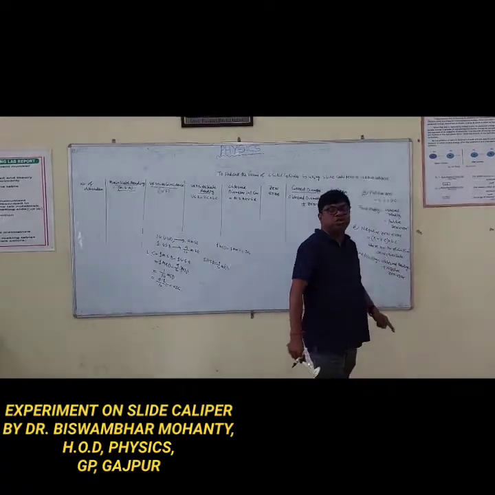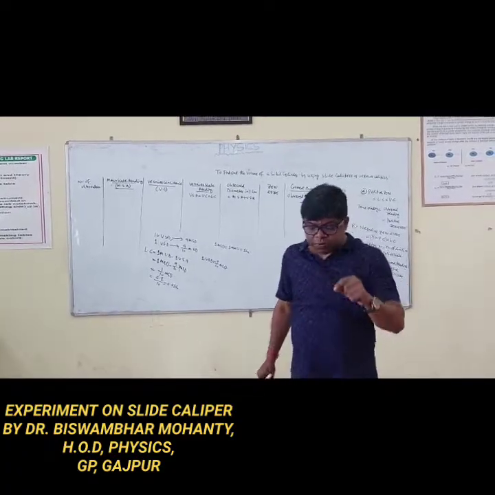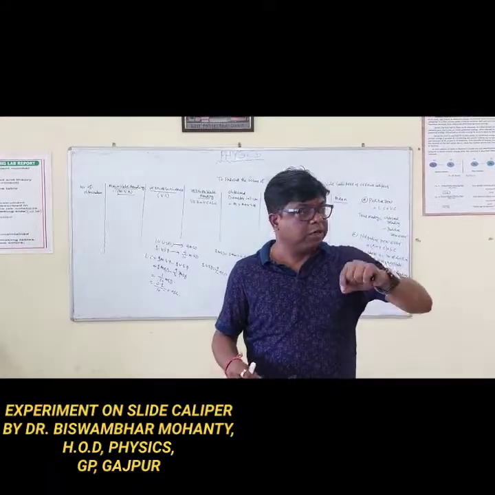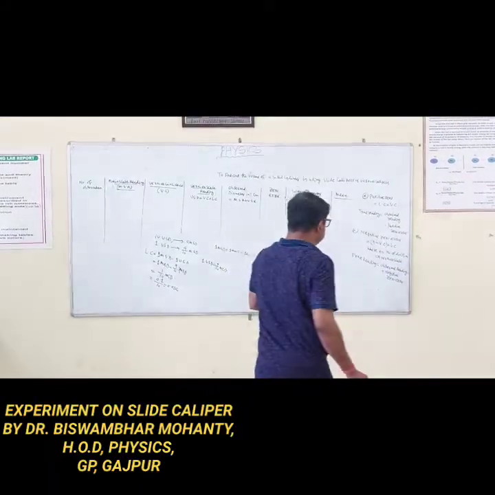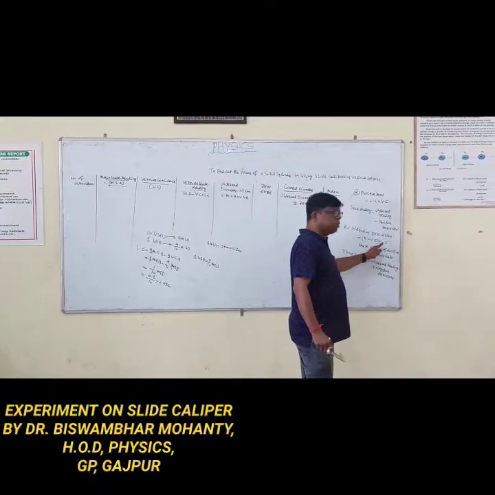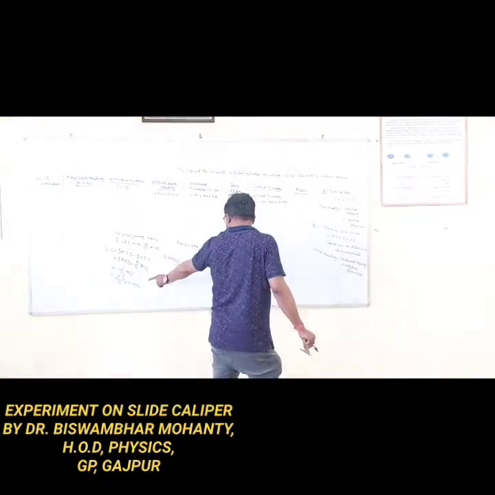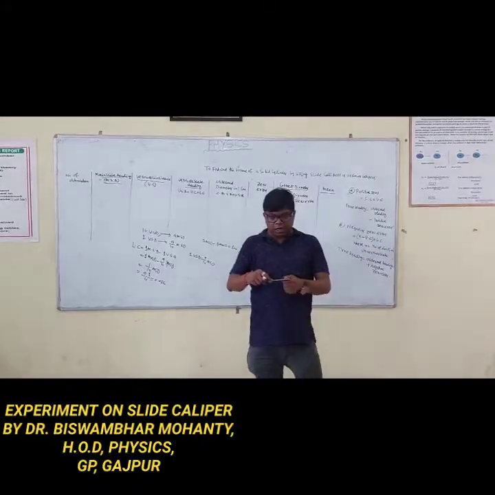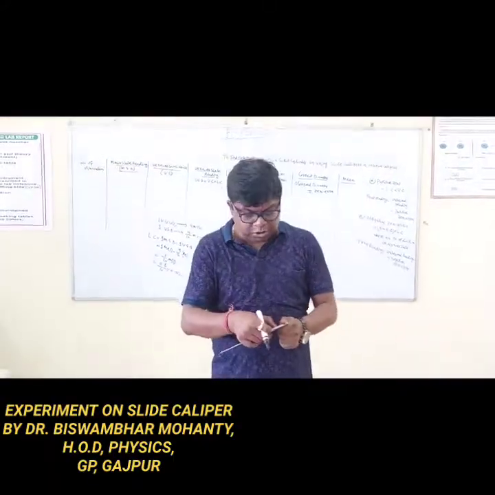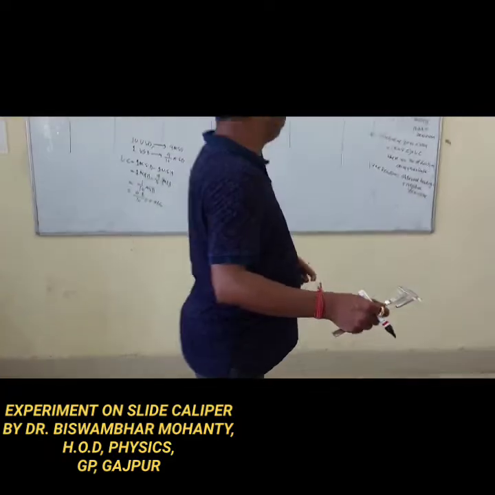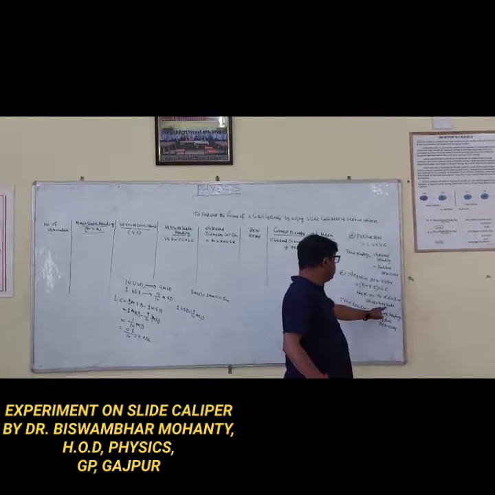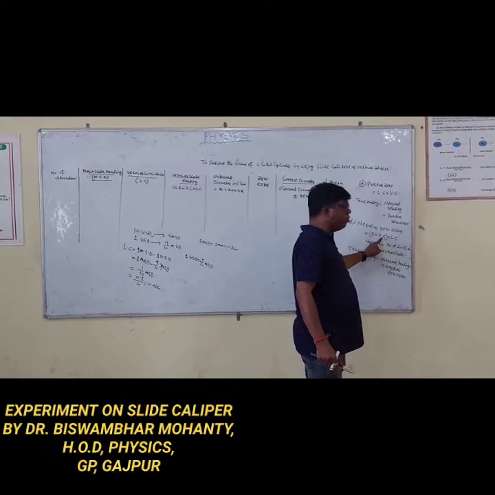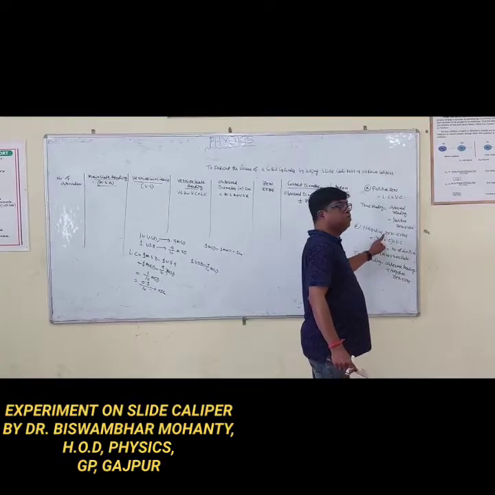VC is the vernier coincidence, that is the division on the vernier scale that coincides with the main scale. And (N minus VC) into least count, we have already calculated the least count 0.01. N is the number of divisions of the vernier scale, which is 10. You just apply 10 minus VC, because this is the negative zero error.